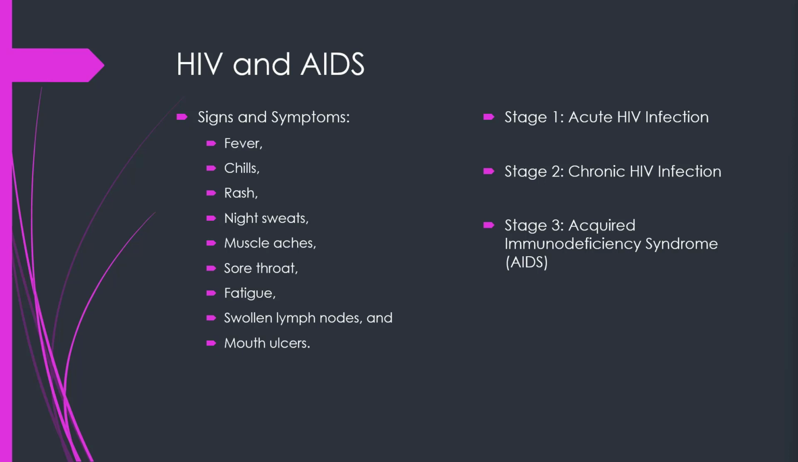HIV and AIDS. HIV is a virus that attacks the body's immune system. If HIV is not treated, it can lead to AIDS. There is currently no effective cure. Once an individual gets a diagnosis of HIV, they will have it for life. But with proper medical care, HIV can be controlled.